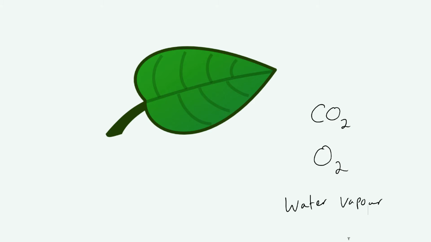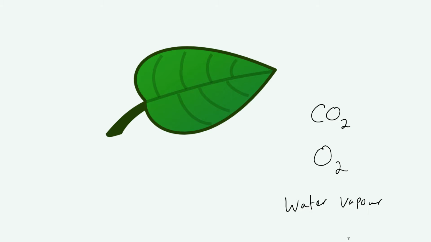Plants obviously lose water vapor via transpiration. That's basically where water is evaporated from the plant. And this needs to be managed, okay? Sometimes plants want to lose water, sometimes they want to retain water. And all those things obviously need to be exchanged.